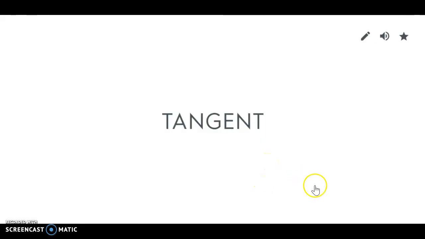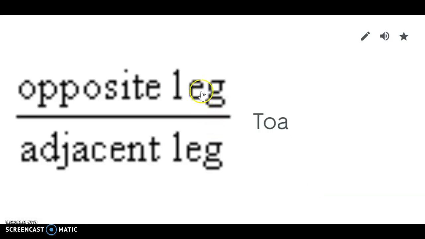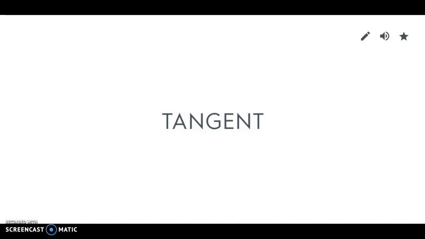The next word we have is tangent. Tangent is opposite leg over adjacent leg, and so it's TOA. So tangent, opposite over adjacent.